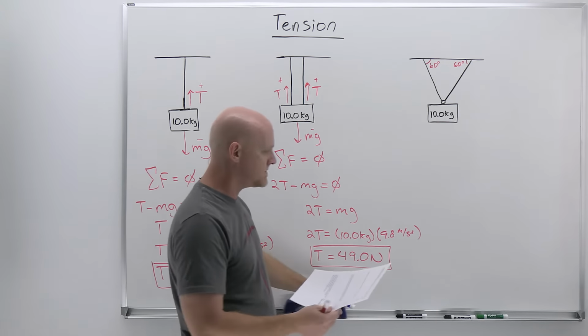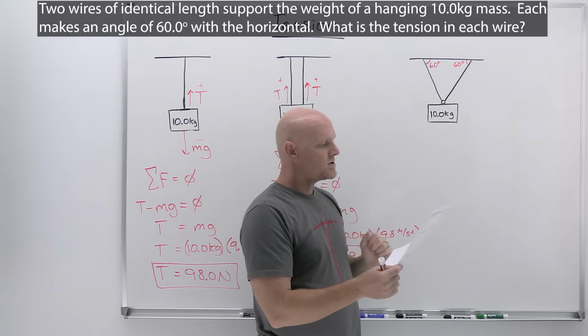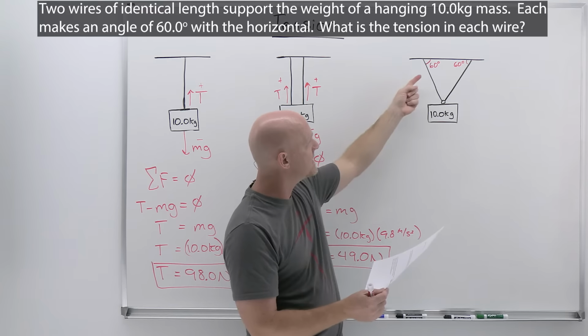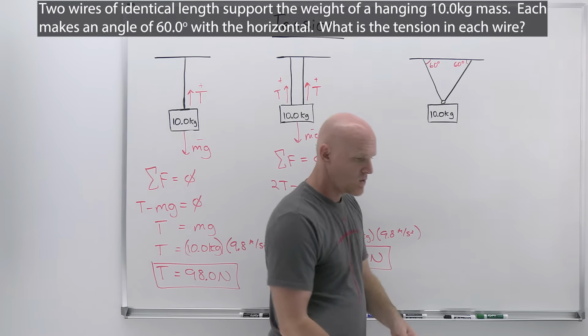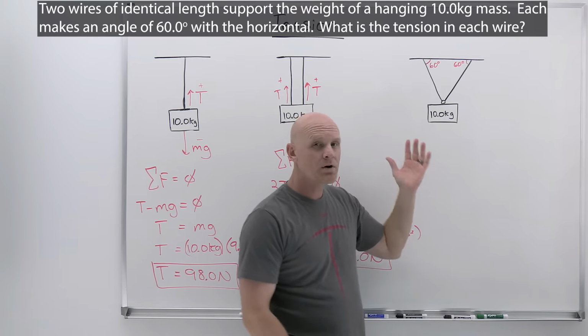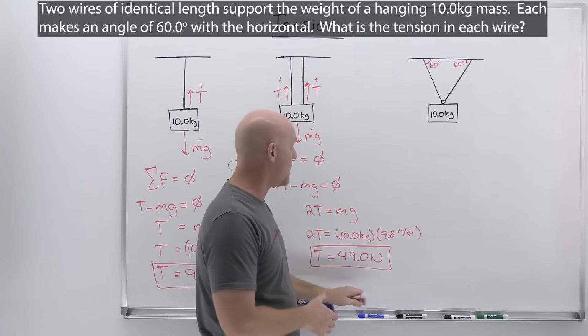So let's take a look at a two-dimensional tension problem. In this one, we've got two wires of identical length supporting the weight of a hanging 10.0 kilogram mass. What is the tension in each wire? Well, now these wires don't perfectly pull in just one dimension, say the y dimension. They pull in the x and the y.